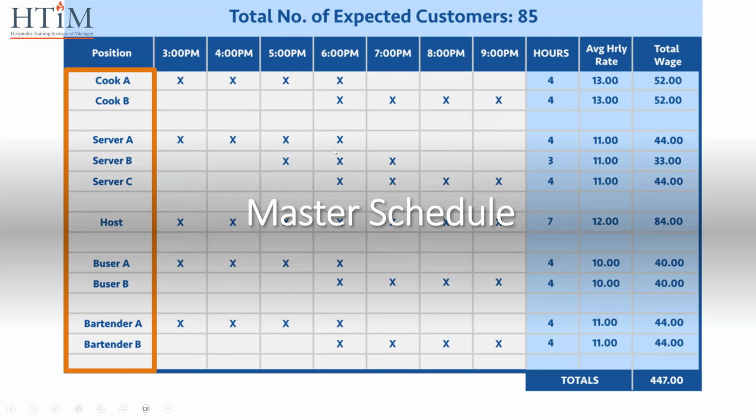Servers, at our busy time, we've got 3 servers going, but somebody opens, somebody closes, and there's a smattering of what we need going forward. Host, pretty much the same person. Bussers, working their butt off, that type of thing. And then bartenders, right? Got to have them here for the busy time of the day. Now we also have to understand the hours that they'll be working, what their average hourly rate is, and what the expectations of their total wage are. So for 85 customers on a Monday night, the outlay of labor wages is going to be $447.